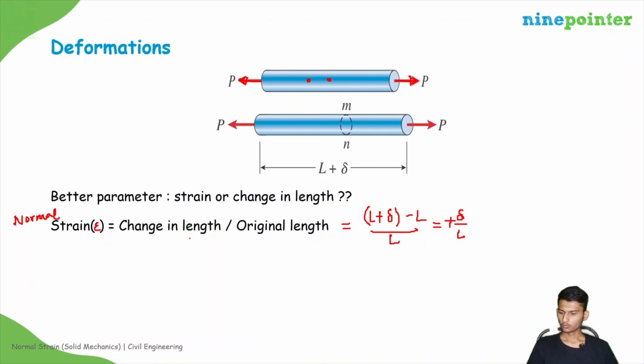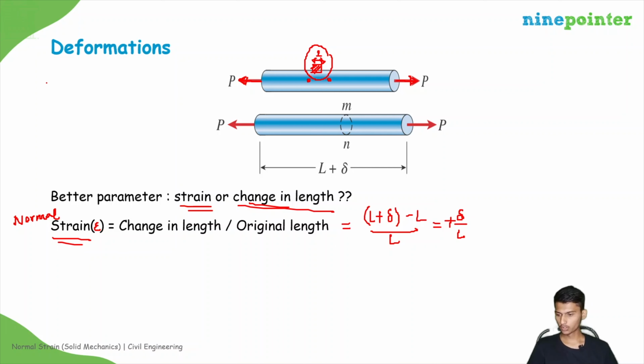So what is the need for this parameter? We already have change in length. Then why do we need to define a parameter called strain, which is given by change in length divided by original length? If you observe, it gives the deformation per unit length. Suppose this is 1 unit length, then it gives the deformation of this 1 unit length, right? Because of this it is a better parameter.